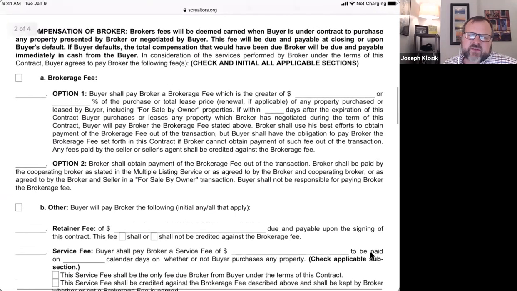Let's jump into section 5, because this is where we're going to spend most of our time today. Section 5 talks about basically there are two different ways that you are paid as a buyer's agent.